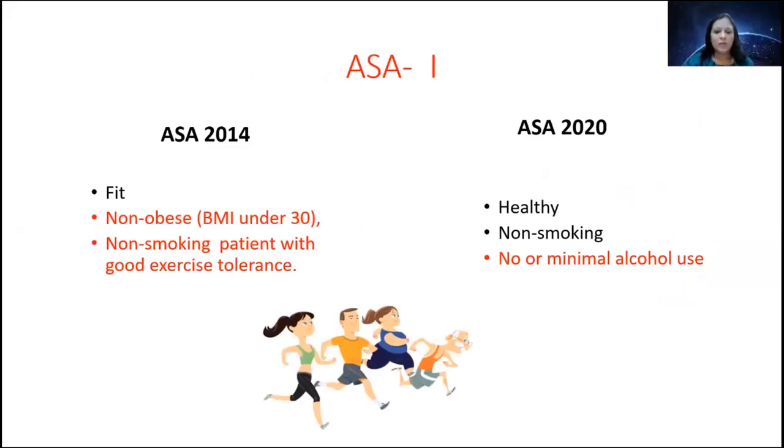Under class 1, both include fit and healthy individuals, but ASA 2014 classifies non-obese patients with BMI under 30 as ASA 1 category, whereas, as you will see in the next slide, in 2020, patients with BMI between 30 to 40 are all placed under ASA grade 2. Also, patients with no or minimal alcohol use in 2020 are classified under ASA grade 1 category, whereas in 2014, they were non-smoking patients with good exercise tolerance under ASA 1 with no mention of alcohol use.